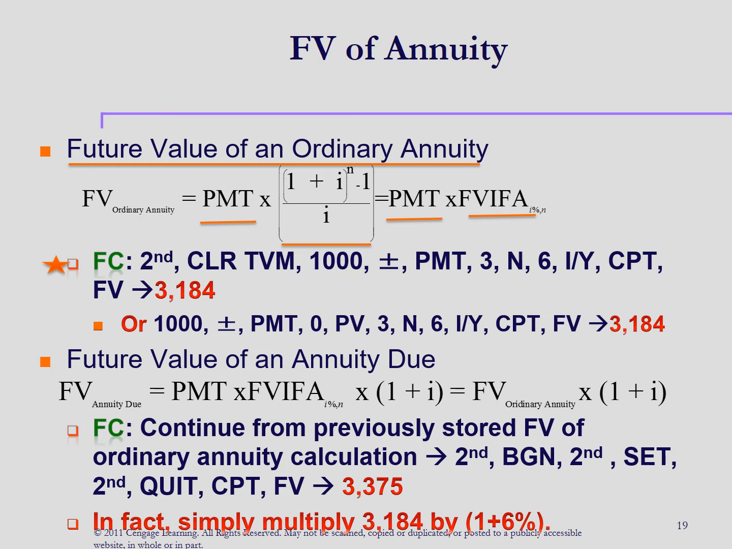Note, the annuity payment is input under the variable name PMT. For the future value of an annuity due, we can simply treat it as an ordinary annuity problem and multiply the future value of an ordinary annuity obtained by 1 plus interest rate.